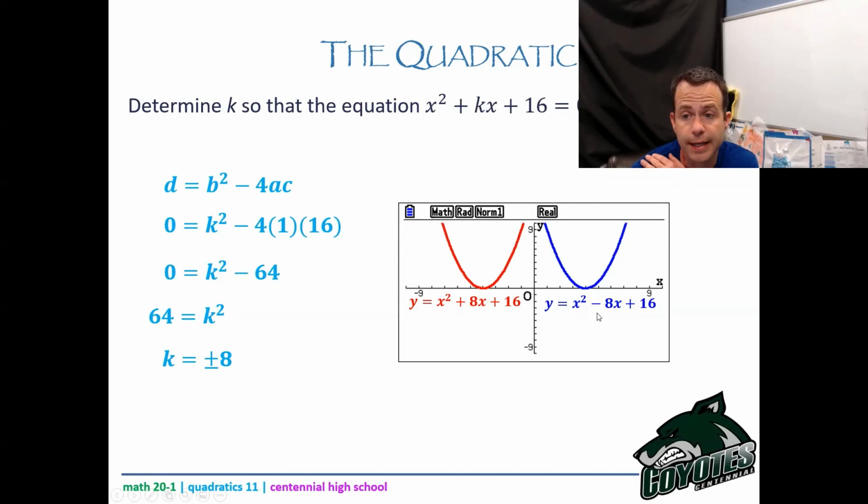And I use the -8 over here. This is the same thing, right? Vertex is on the x-axis. There are two identical roots there, okay? So whether I use the +8 or the -8, it both works. They both work, okay?